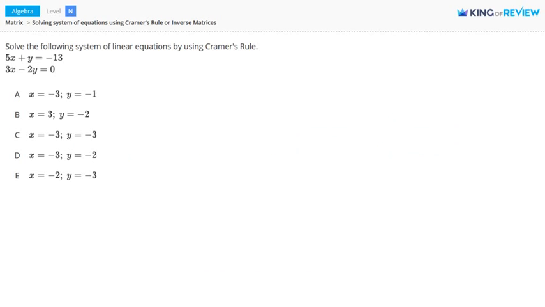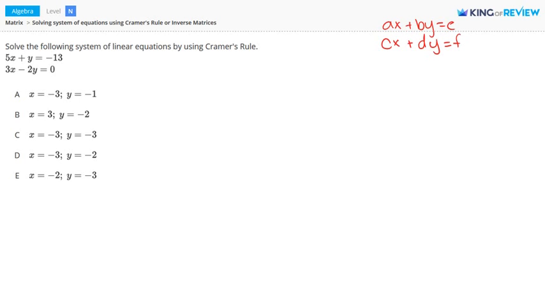In this problem, we want to solve the system of linear equations by using Cramer's rule. So if we have two equations that are in the form ax plus by equals e and cx plus dy equals f, then we can use Cramer's rule to solve the system. That is, find x and y.